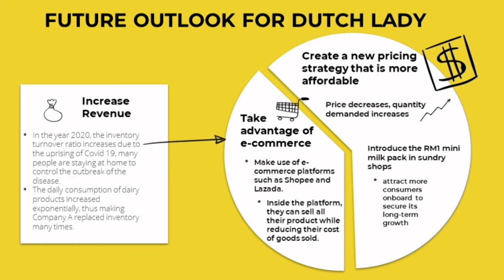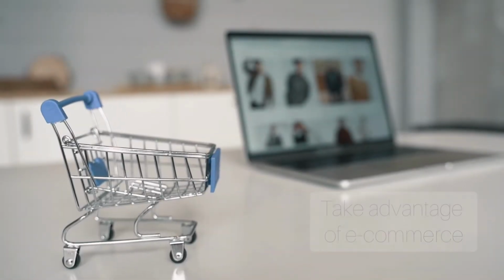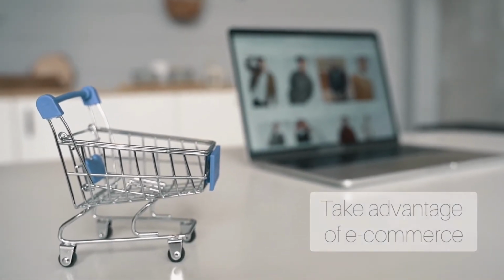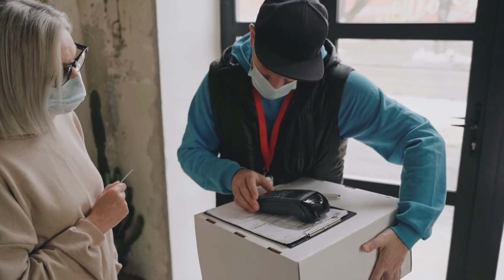Company A should focus on driving long-term per capita milk consumption. For example, Company A can introduce the RM1 mini milk pack in sundry shops. This will attract more consumers on board to secure its long-term growth. Number two, it can take advantage of e-commerce, especially during this restriction period.